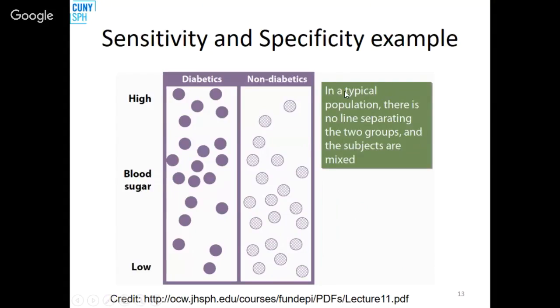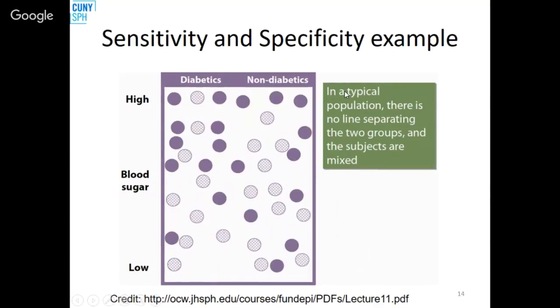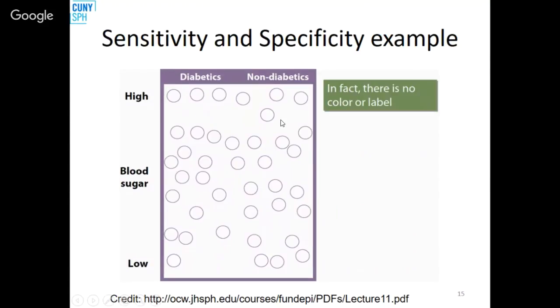Now, in a typical population, there's no line separating these groups, and the subjects are mixed. And in fact, we don't know who the diabetics and the non-diabetics are. So in that previous example, we have the gold standard applied to all of them. This is something that you would do when you're testing the test and proving its efficacy. But then when you go apply it to the population, this is all you have.